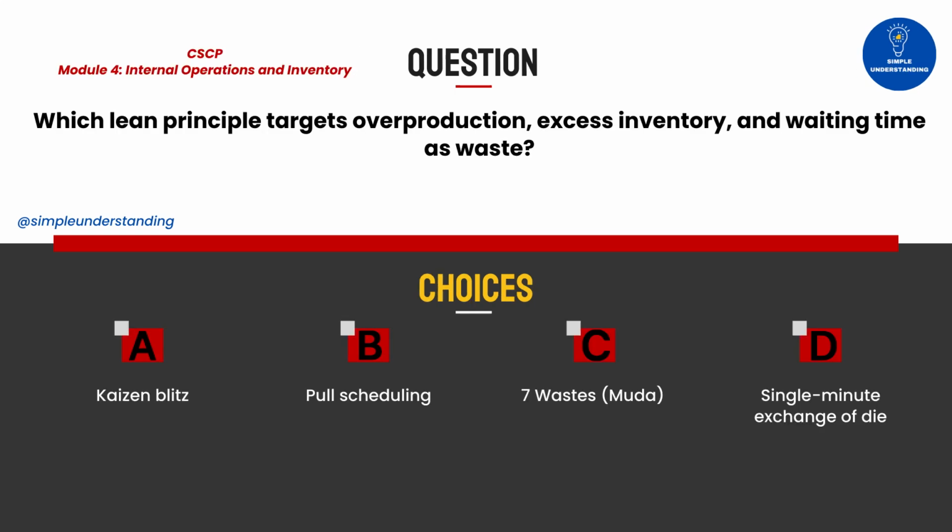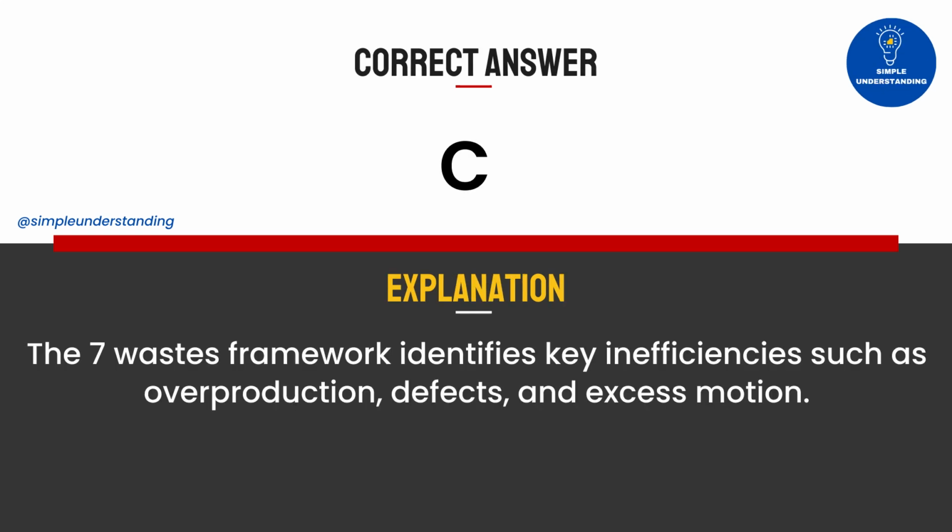11. Which lean principle targets overproduction, excess inventory, and waiting time as waste? A. Kaizen blitz. B. Pull scheduling. C. 7 wastes, muda. D. Single-minute exchange of die. Correct answer, C. Explanation: the 7 wastes identify non-value-adding activities to eliminate, such as overproduction and excess motion.